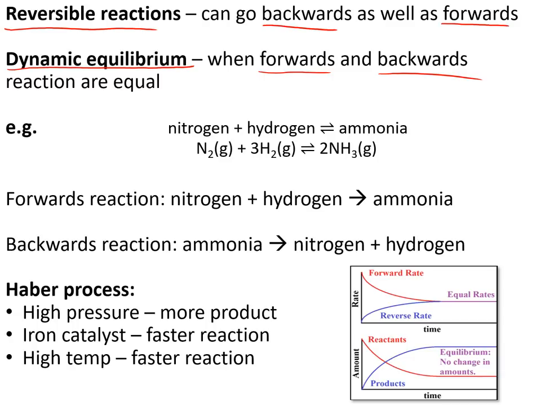An example of this is the production of ammonia. So when we make ammonia, nitrogen and hydrogen react together to make ammonia. That's the forwards reaction.